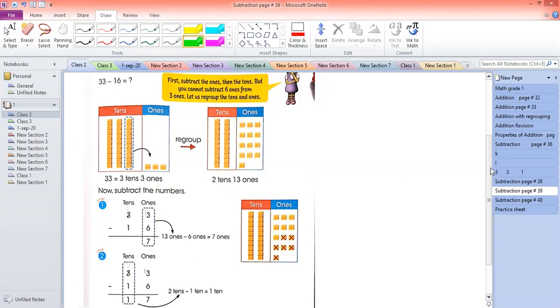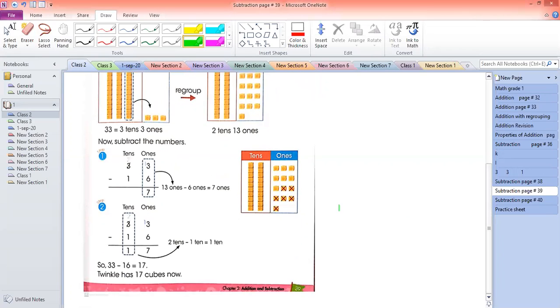So look here in the example. 1, 2, 3, 4, 5, and this is 6. So 6 ones are now cut. How many ones are remaining? 1, 2, 3, 4, 5, 6, and 7. So I write 7 ones.